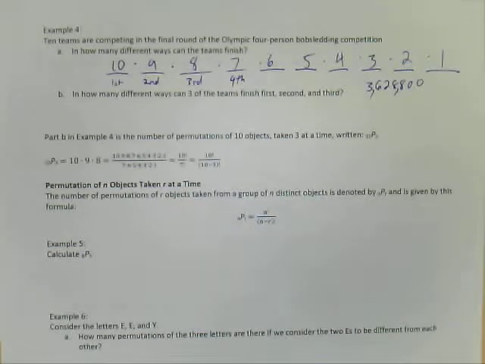So typically when we're doing races, we don't care about 4th, 5th, 6th, 7th, 8th, 9th, 10th place. Typically we just care about first, second, and third place. And that's it. That's all we care about. So that's what we're going to do now.